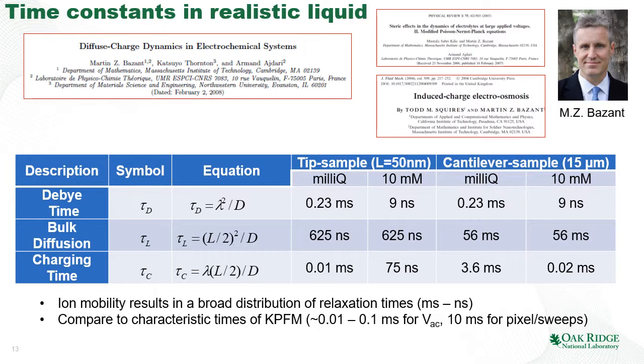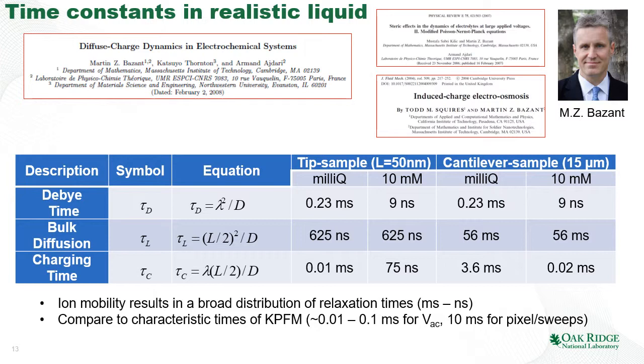So assume that we deal with the typical KPFM setup. We define some tip-sample separation. Let's take it of the order of 50 nanometers, comparable to what we think is the tip radius of curvature. We also define a second length scale, which is the cantilever-sample separation, of the order of 15 microns. And as you remember, the non-local cantilever interaction in KPFM is very important.